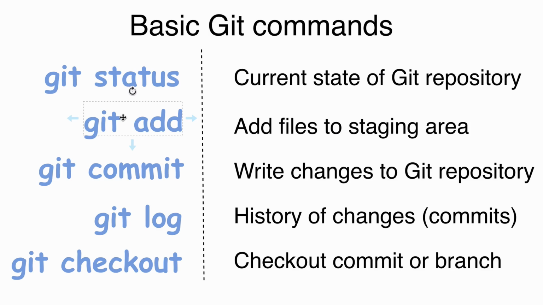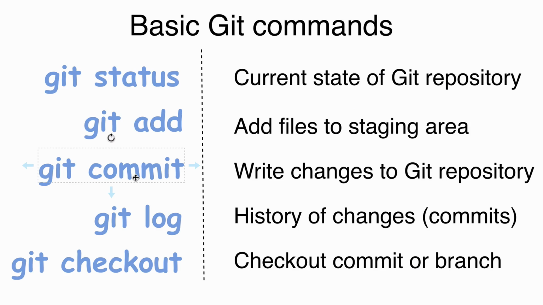Next, the git add command. This command helps you to add files to the staging area. But of course, those files must already be located in the working directory. It means that this command takes files from the working directory and places them into the staging area.